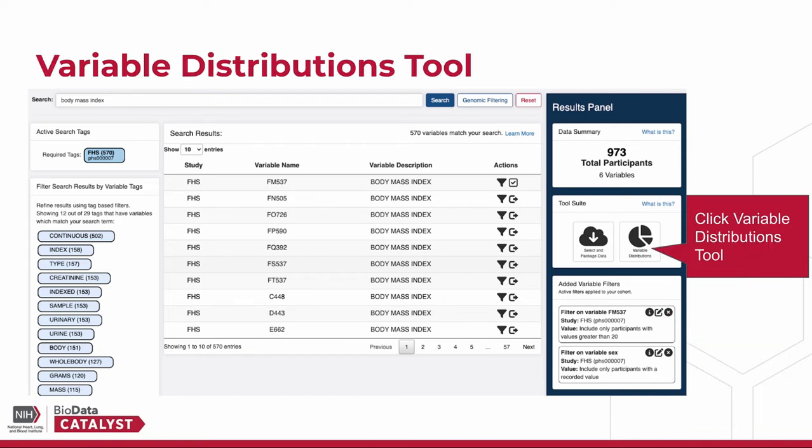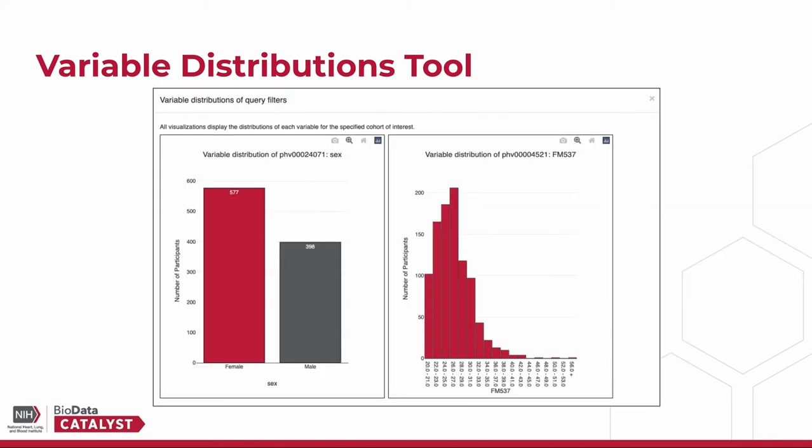To use the Variable Distributions tool, we can click on the tile that says Variable Distributions in the Tool Suite box. Once the Variable Distributions tool is clicked, a new modal will be displayed. This modal will show the cohort distribution of each variable that was added as a filter. In this case, we can see that the sex and FM537 variables are displayed.